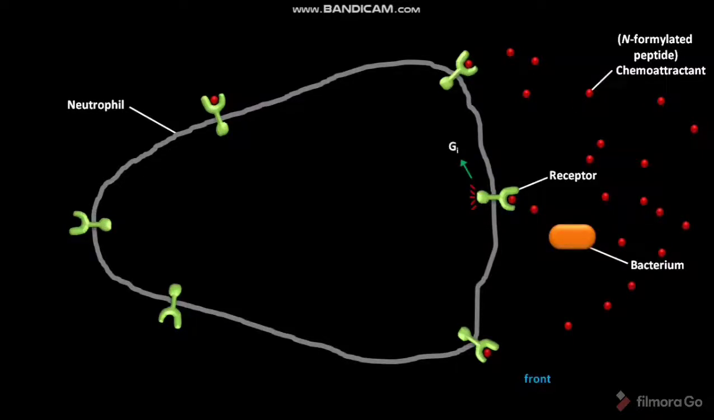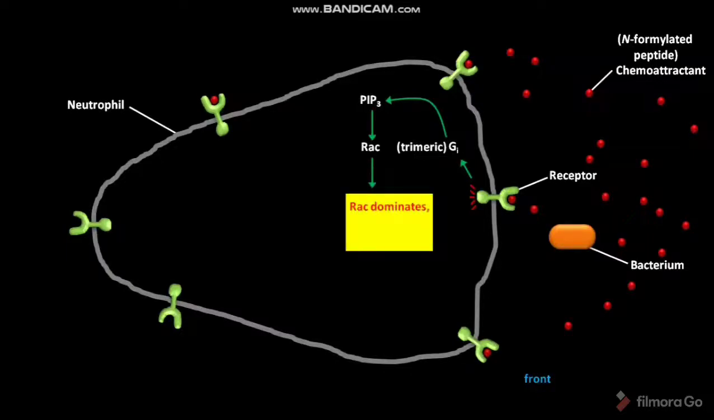The Gi is trimeric in structure. The stimulated Gi then stimulates the formation of PIP3. The PIP3 then activates RAC protein. As a result, RAC protein dominates. Due to this RAC protein domination, actin polymerization occurs. This actin polymerization causes a protrusion at the front of the neutrophil.